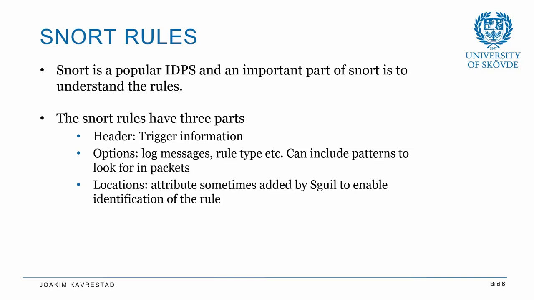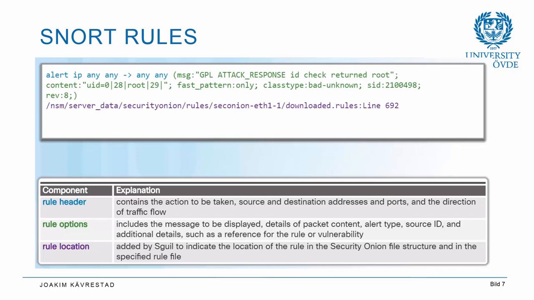If you have a rule that is designed to do packet inspection, looking at the payload, the patterns to look for is also an option. And then there is a part that is called location, and this is an attribute that is sometimes added by Sguil to enable identification of the rule. So let's look at how a Snort rule looks.